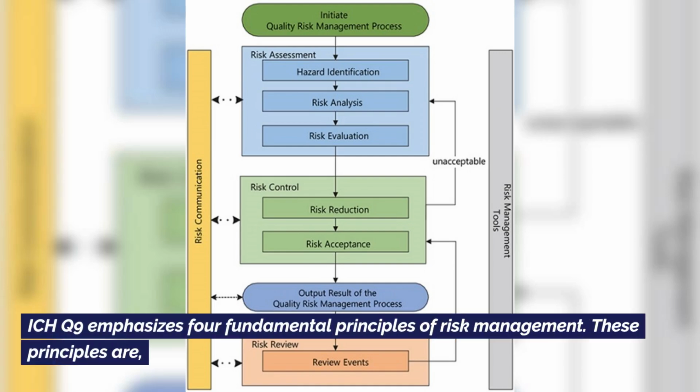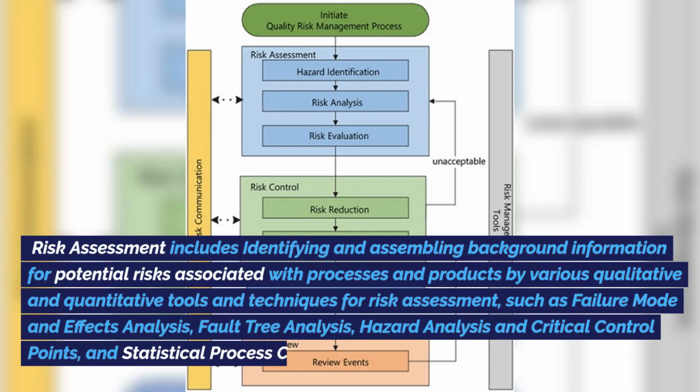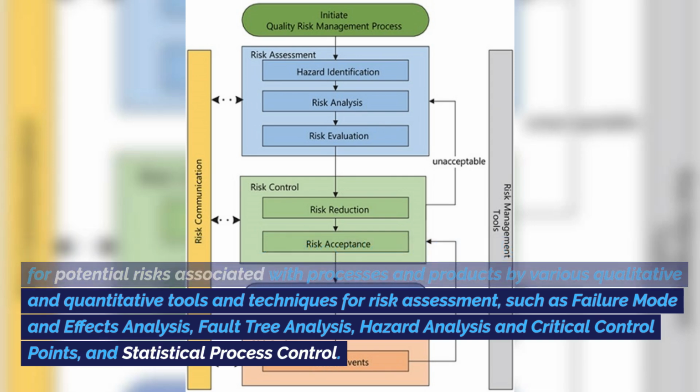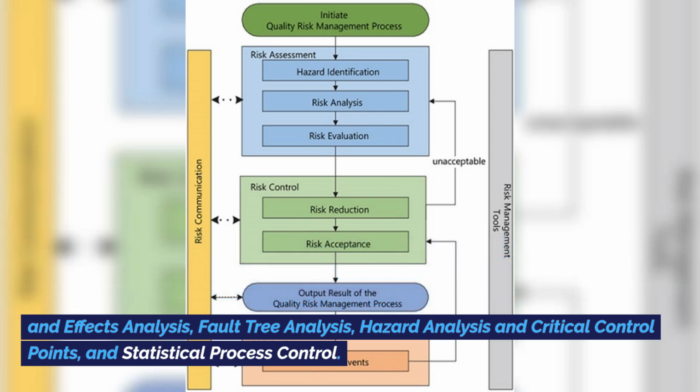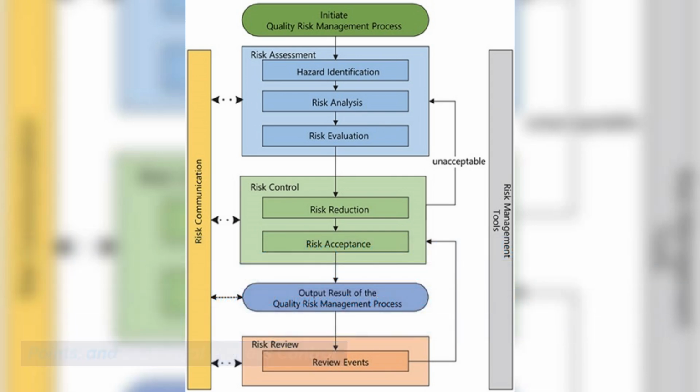ICH Q9 emphasizes four fundamental principles of risk management. These principles are: risk assessment includes identifying and assembling background information for potential risks associated with processes and products by various qualitative and quantitative tools and techniques for risk assessment, such as failure mode and effects analysis, fault tree analysis, hazard analysis, and critical control points, and statistical process control.